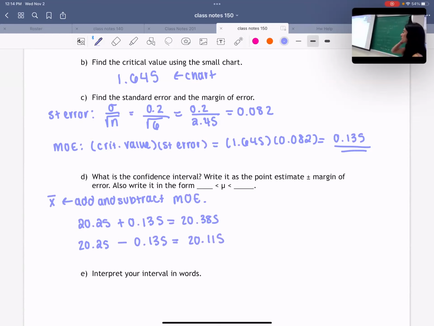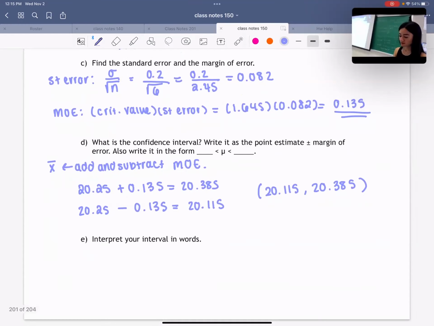When I make my interval, it doesn't really matter which one goes first and last, honestly, but normally people put the smaller number first, and normally people put the largest number last. Okay, so that is my confidence interval.